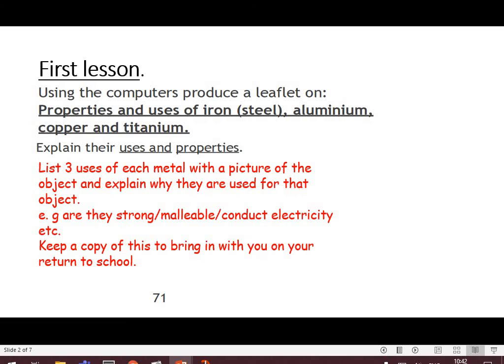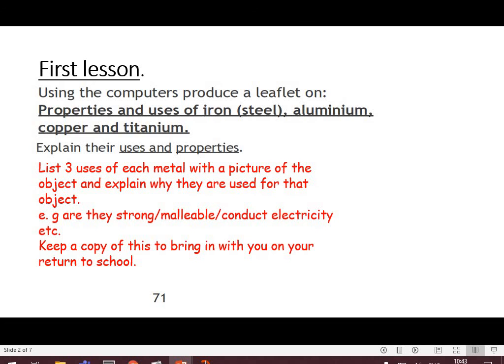And I want you to look at the properties and uses of 4 metals: iron, in particular steel, aluminium, copper and titanium. And I want you to explain their uses and properties. Now if you look at the red right then, I've given you ideas. So what I want you to do is I want you to list 3 uses of each metal. So you've got 4 metals there.